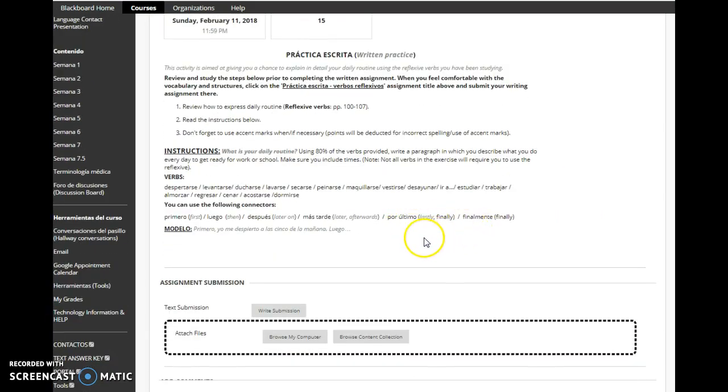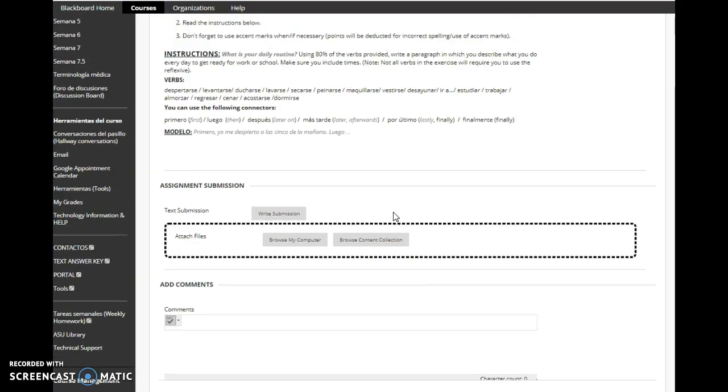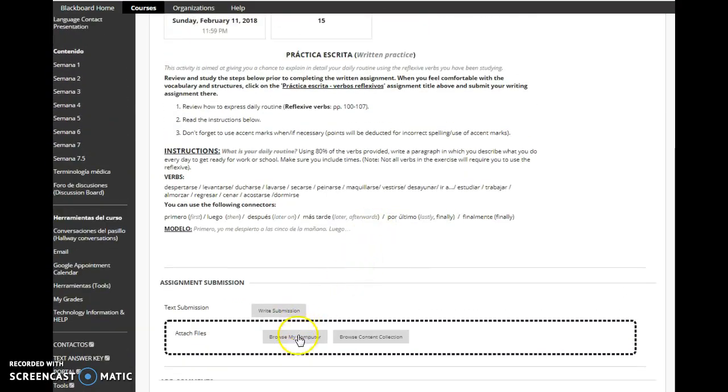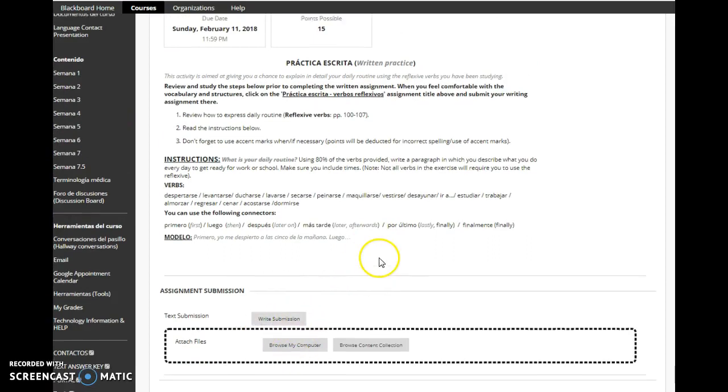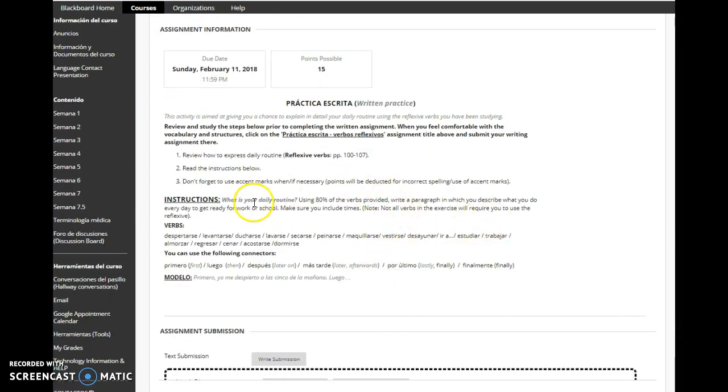And here's where you can attach your writing. So the instructions for the writing is: what is your daily routine? Using 80% of the verbs provided, so you don't have to use them all, write a paragraph in which you describe what you do every day to get ready for work or school. Make sure you include times.